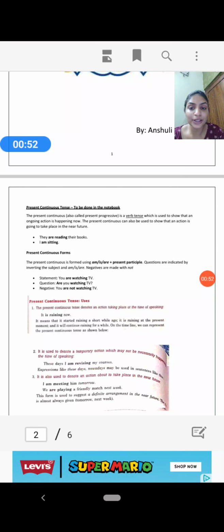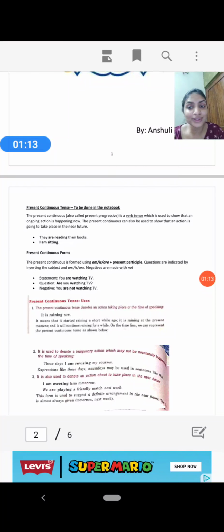Now let's start reading the definition of present continuous tense. Present continuous tense, also called present progressive, is a verb tense which is used to show that an action, an ongoing action, is happening now. The present continuous can also be used to show that an action is going to take place in the near future.